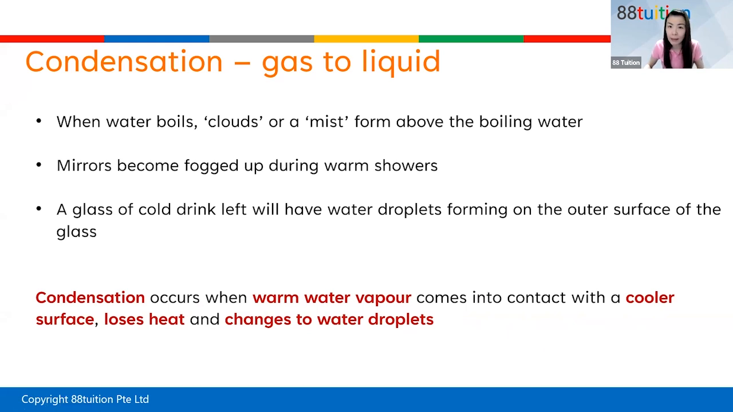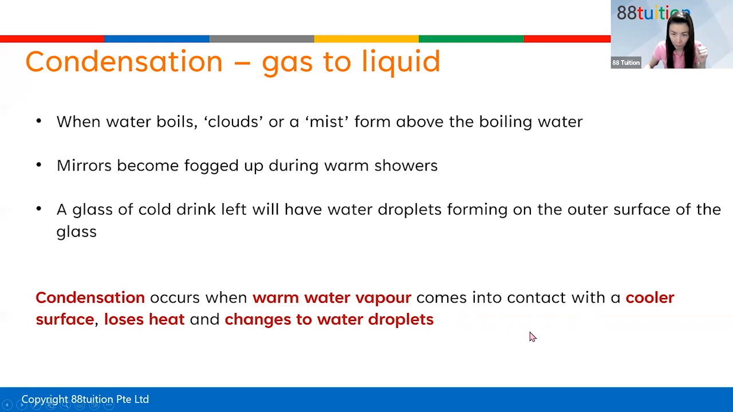Why do I want to highlight this today? Because when I mark students' scripts, I always see that they miss out certain words, things like loses heat. Most of the time, students will say that water vapor comes into contact with a cooler surface and changes to water droplets. They forget about losing heat. So these words, just two words, will cost them 1 mark. The cost is very, very high. Be very careful. You don't want to lose marks that way. So I want you to take note from now on, always talk about the loss of heat.